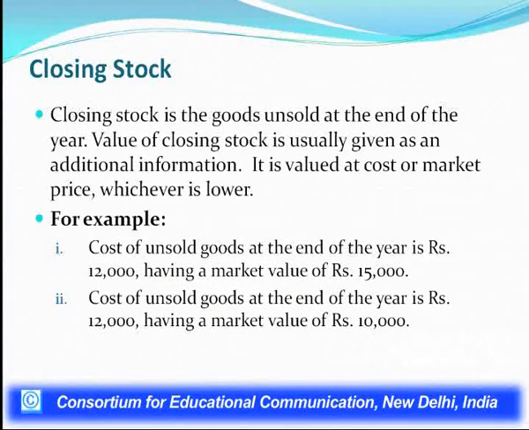In the second example, cost of unsold goods at the end of the year is 12,000, having a market value of 10,000. So the firm has purchased these goods for rupees 12,000, while the market value at present is 10,000. So at what price should the closing stock be recorded or shown in the books? As per LCM rule, that is also as per accounting standard on inventory, the closing stock should be recorded at the lower of the cost or market price. So here the market price rupees 10,000 is lower. So the closing stock shall be recorded at rupees 10,000.